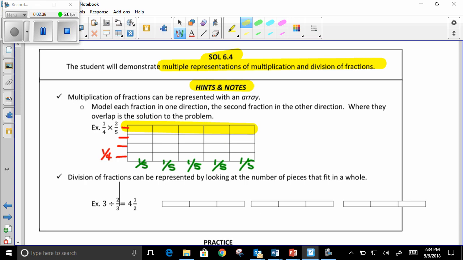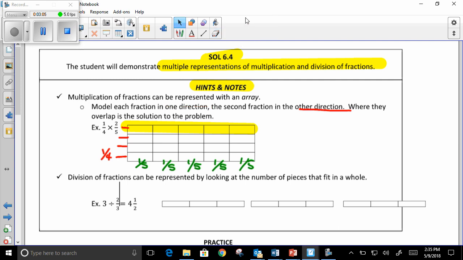Okay, so shade 1/4. Now, the next fraction says 2/5. So look up here. It says model each fraction in one direction, the second fraction in the other direction, okay? I think my board is off a little bit. I keep covering up the words.